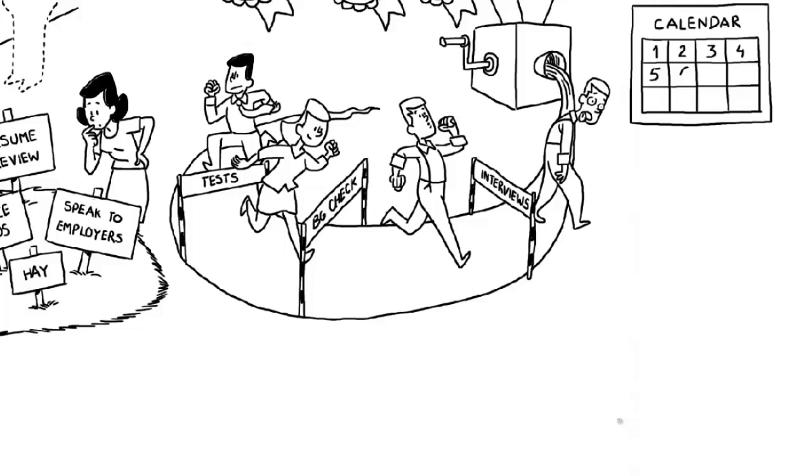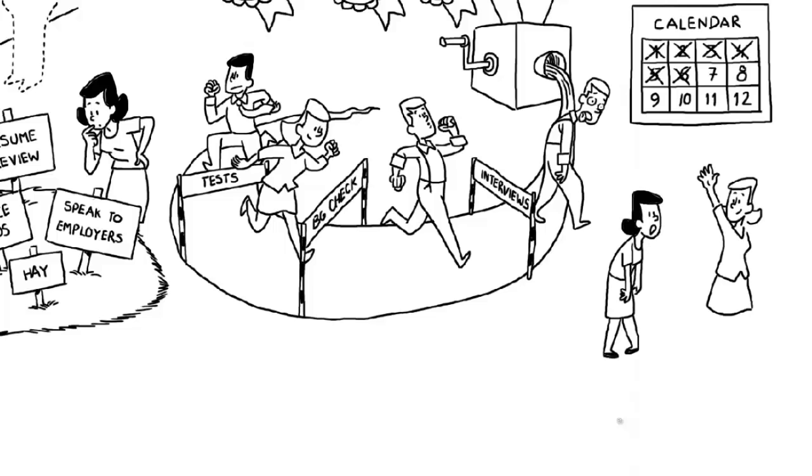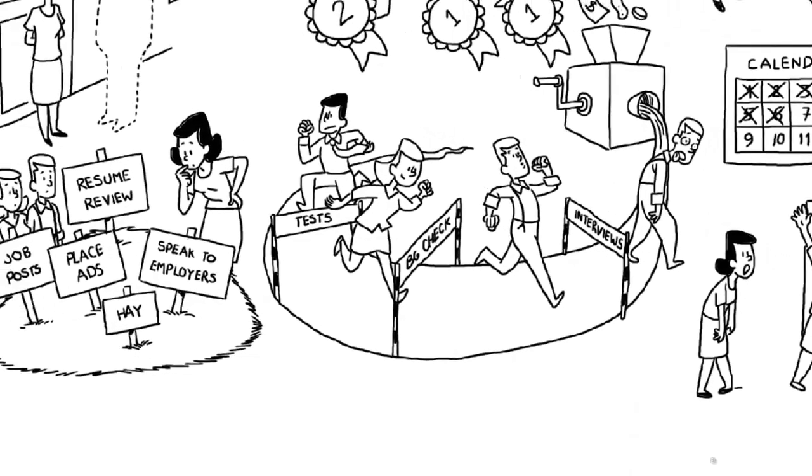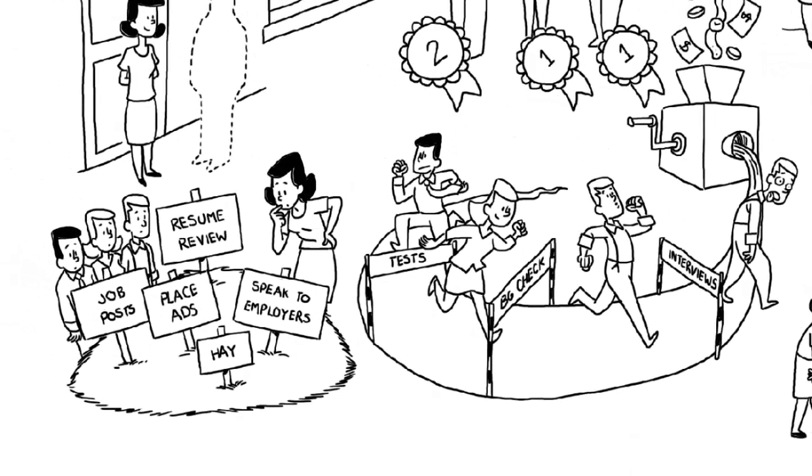6 months pass, and now Betty is leaving Alice for a new job. Alice has to find new candidates all over again. That means more job posts, more resumes, and more interviews.